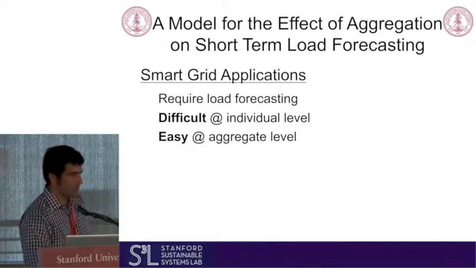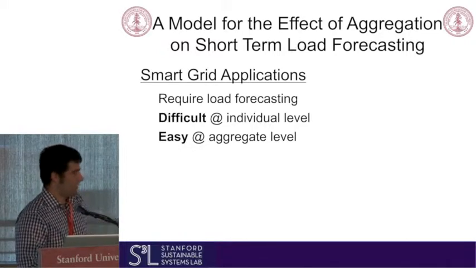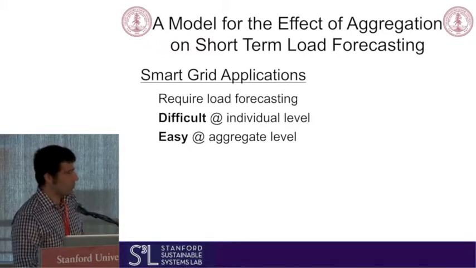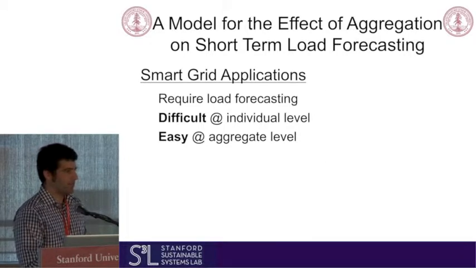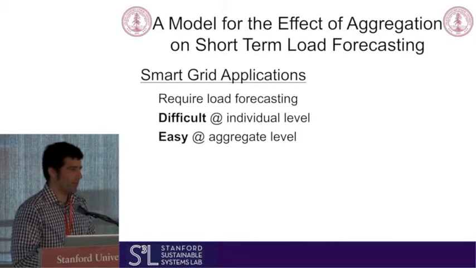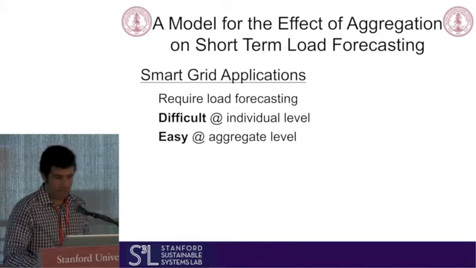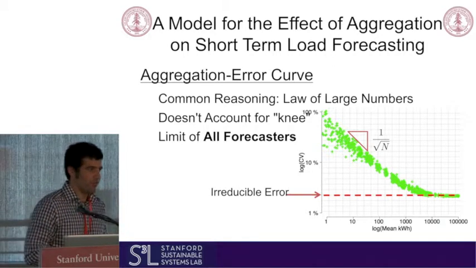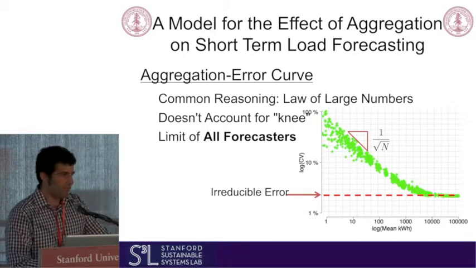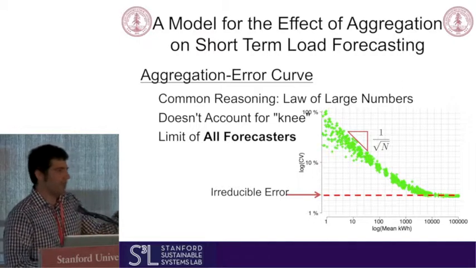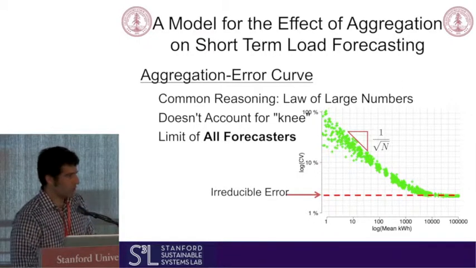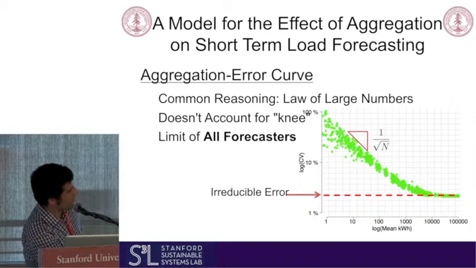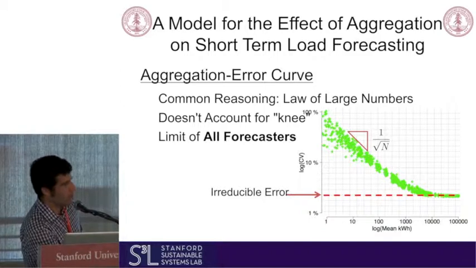However, it turns out it's very difficult to forecast individuals, but it's very easy to forecast a very large aggregate. Forecasting an individual would give you 50% error. Forecasting the entire grid is going to give you 2% error. And you might think, why is that the case? Well, the colloquial answer is the law of large numbers: if I get a bunch of people, I'm just going to average them and swamp out the noise. Turns out that's partially correct, because if it was only the law of large numbers, you should have this 1 over square root of n drop off in load forecast accuracy all the way down.